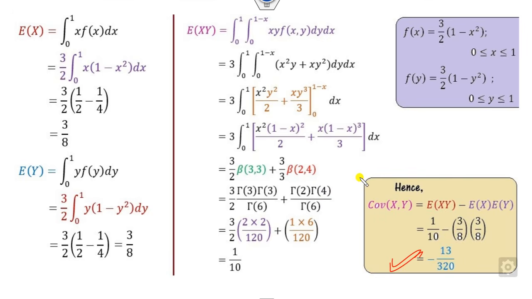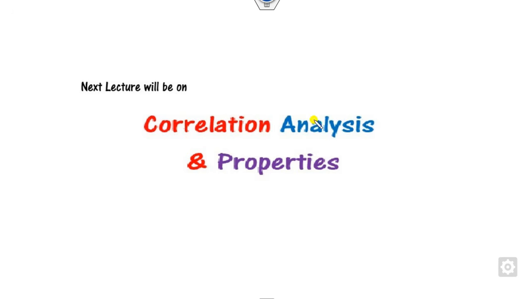So this is the way you can solve these covariance examples in a very simple two-step rule. I hope you can simply learn the concept behind these problems. We will see in the next class what correlation analysis is and the various properties associated with it.